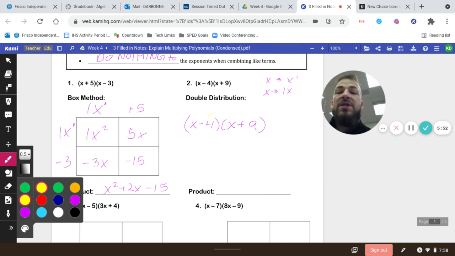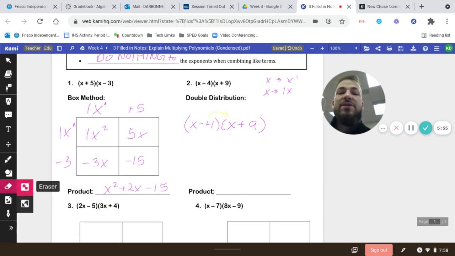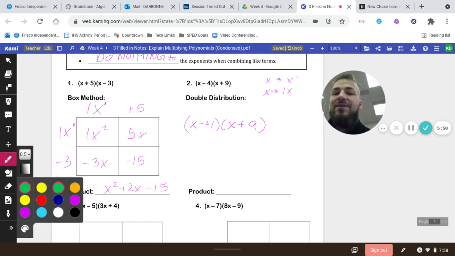Okay, so negative 4 times, and yellow is not the best color to choose there. So negative 4 times x, okay, negative 4 times x is negative 4x. And negative 4 times 9 is negative 36. Then x times x. So x times x, we did this before, is x squared. And then last but not least, x times 9, which would be 9x.